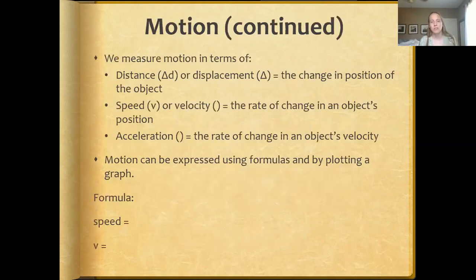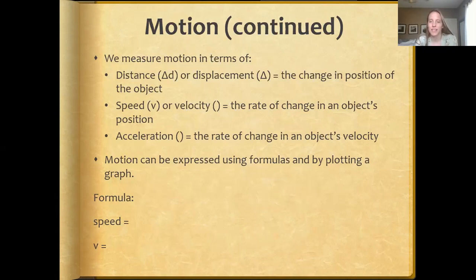We measure motion in a bunch of different ways. So one of those is distance, which is delta d. Just a little triangle is delta. So delta d is distance. And because of formatting errors, a lot of these aren't showing up, but I'll just go over them. So distance is delta d. Displacement is also delta d, but the d has a line over the top of it. So it's like a d with a straight line over top of it.